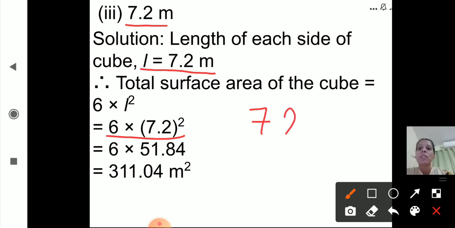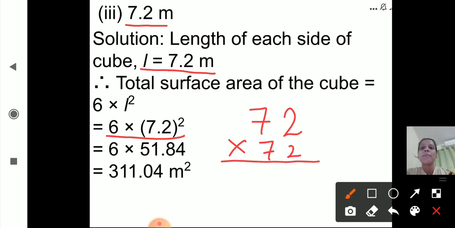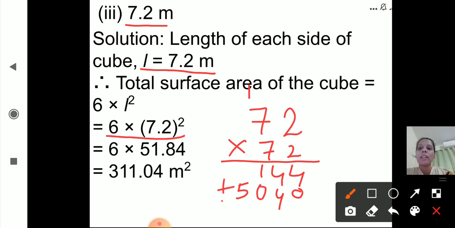7.2, first we will do without decimal point. Once we get the answer, we will put the decimal point. Okay. So 2 2s are 4, 2 7s are 14. In the next step, here it is 0. 7 2s are 14. 4 here 1 carrying. 7 7s are 49 plus 1, 50. So we'll add this. 4 plus 0 4. 4 plus 4 8. 1 plus 0 1 and 5 here as it is.